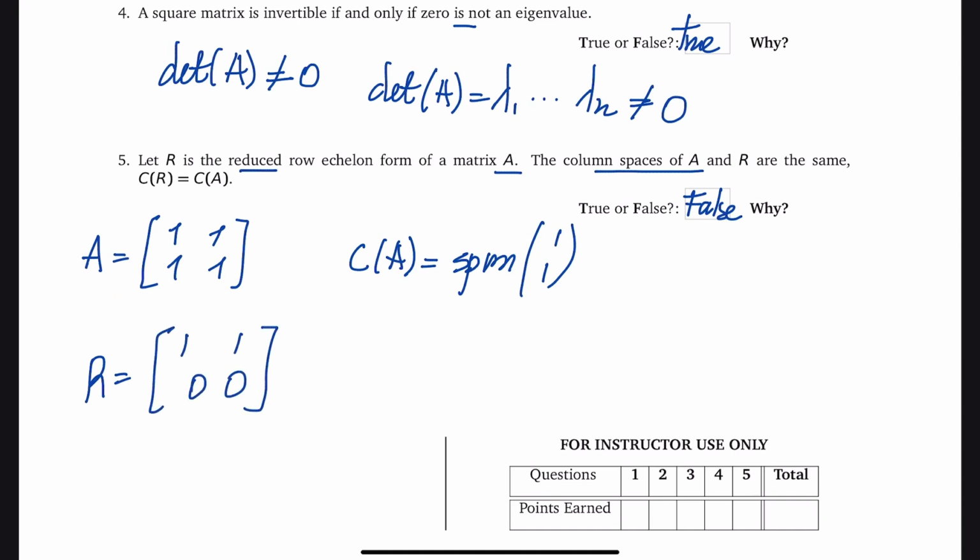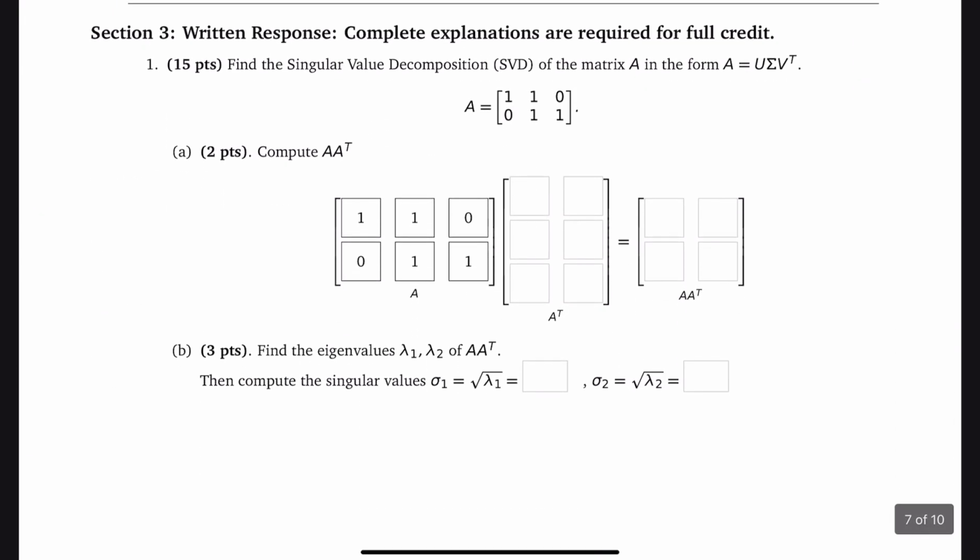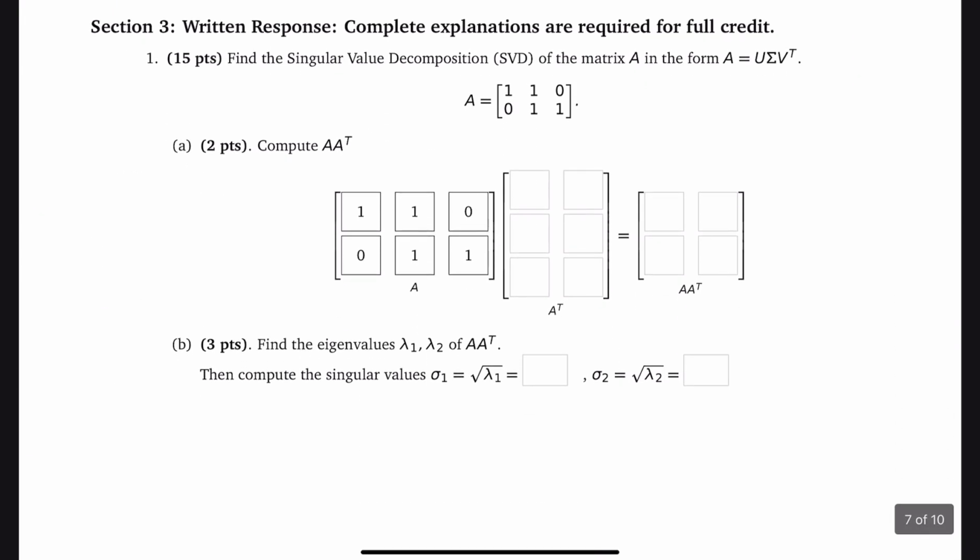When we multiply the first row by -1 and add this to the second, we will obtain this one. And the column space of R is going to be the span of 1 and 0. So it's going to be all of the vectors along this vector. So essentially, they are not the same. So that's going to be false. Now let's go to the last section where we need to solve 2 problems.